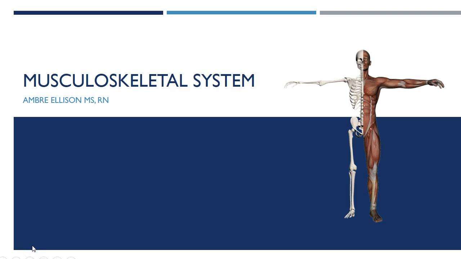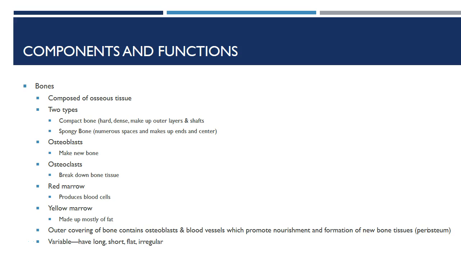Alright, this is an overview of the musculoskeletal system. So to begin, we're going to discuss components of the musculoskeletal system, which are bones, muscles, joints, and bursae. Bones, remember, are composed of osseous tissue, and there's two types of bones. There's compact bones and spongy bones.